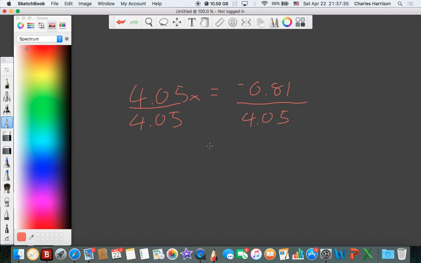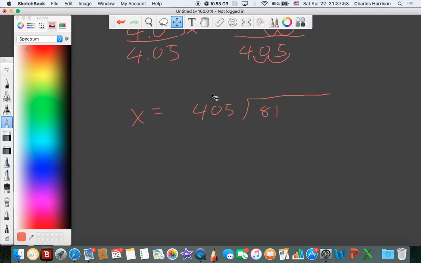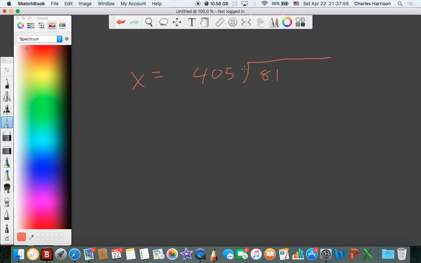Alright, but here's the problem. I don't want to divide by something with a decimal, so I'm going to move this over 1, 2. And I'm going to move this over 1, 2. And so really, x equals 405 into the 81. It's negative 81, but I'll put the negative in a little bit.